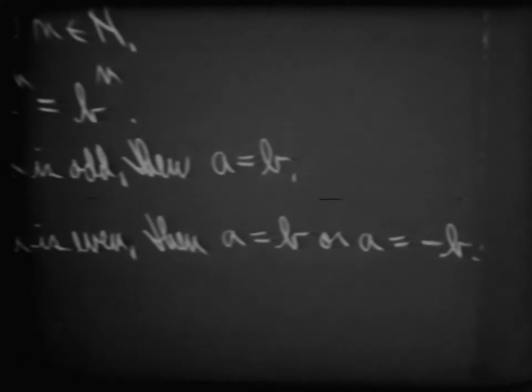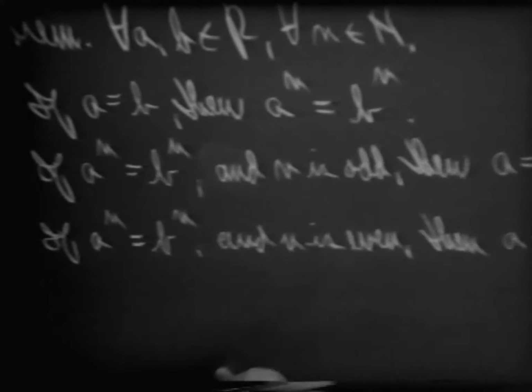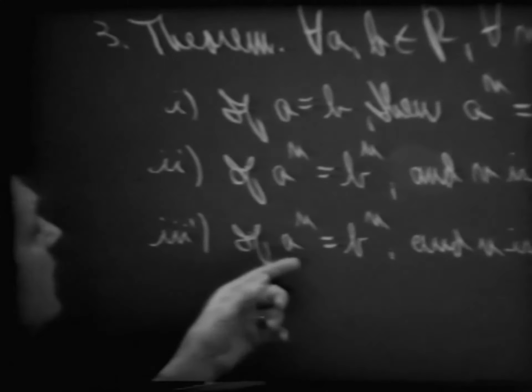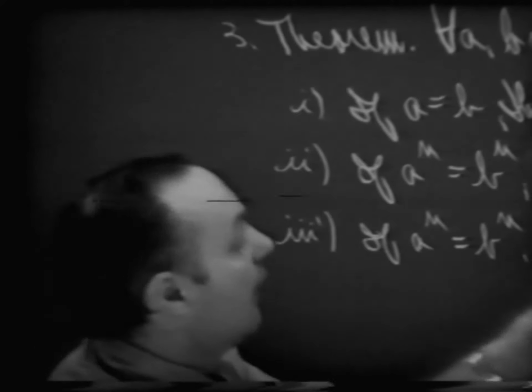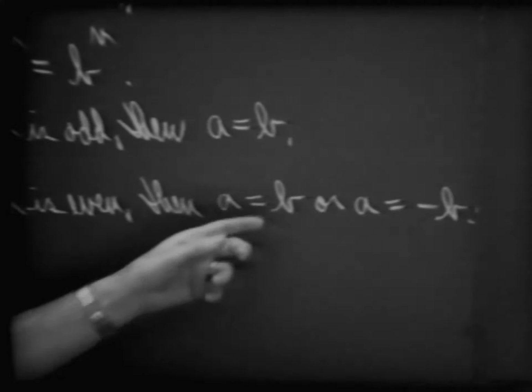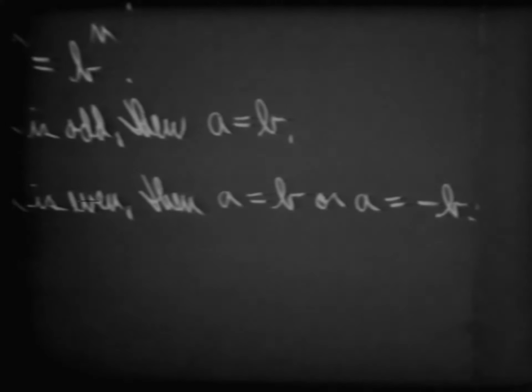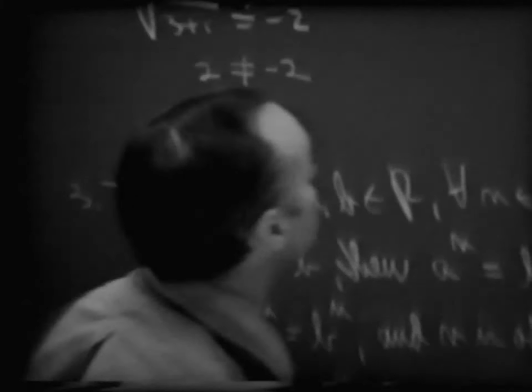And if we keep this in mind, every time we are dealing with an even power and we want to reverse the process, if A to the N is equal to B to the N, and N is an even number, then our conclusion is that it can be either A equals B or A is equal to the opposite of that number. Well, let's keep that in mind as we go through the problem.